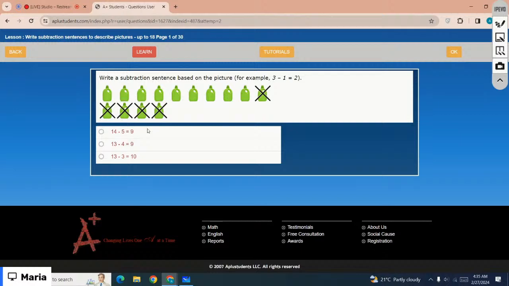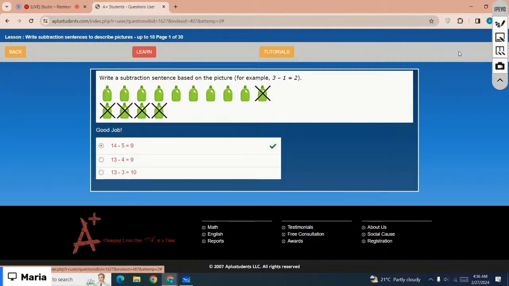So the ones that are not crossed are 9. So that is 14, take away 5 equals 9 is the correct option, right? That is 14 take away 5 equals 9. Option number 1 is the correct option.